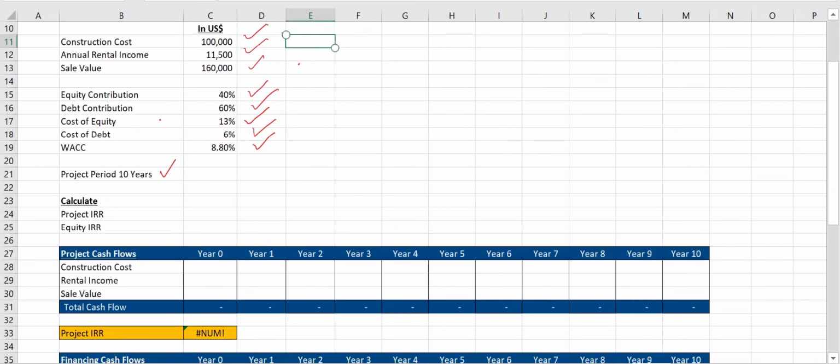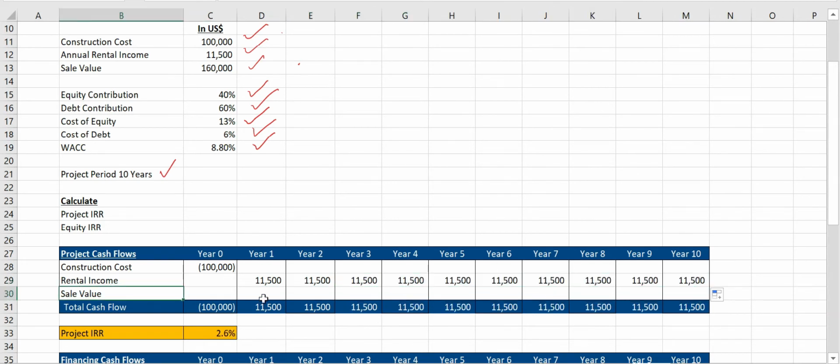Now first of all, let's calculate the project IRR. First of all, we'll take the cash outflows, which is the construction cost, which is 100,000. So this will be the cash outflow. Then we'll take the rental income from year 1 onwards, which is 11,500. Throughout the period, the project will earn 11,500. So I will drag this till year 10.